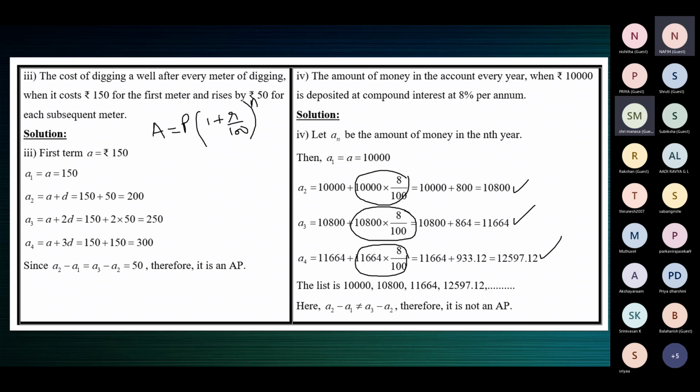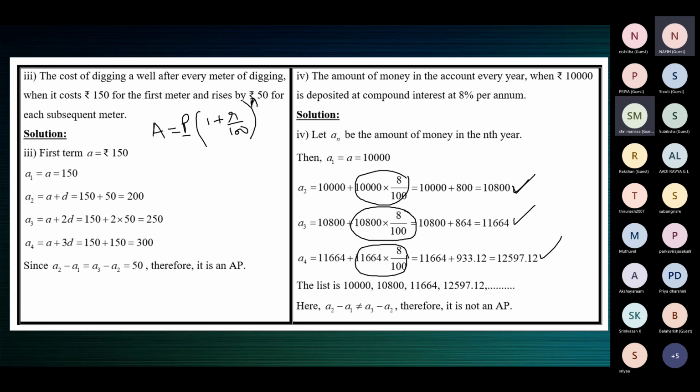So all that you have to do is, in place of principal, you should take 10,000 because the principal is 10,000. The rate is 8%. When you put 2 here, when n is 2, you will get this 10,800. When you take n as 3, you will get 11,000.